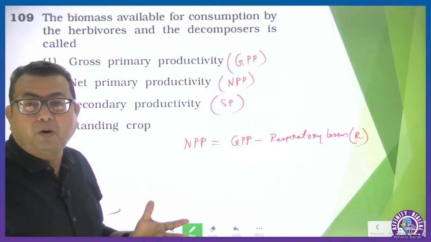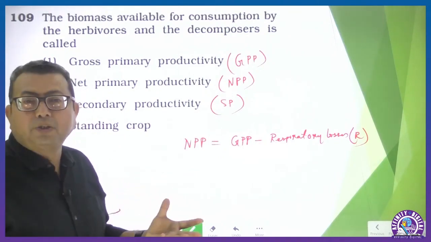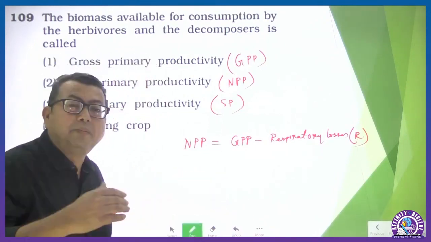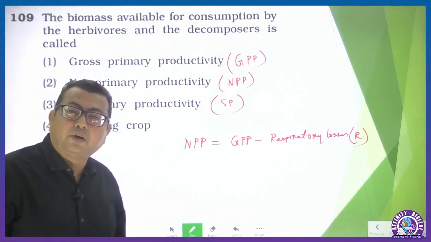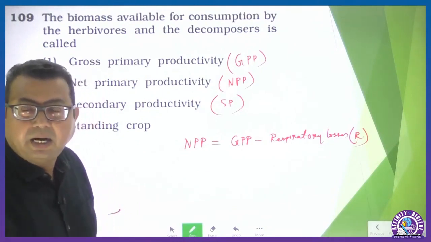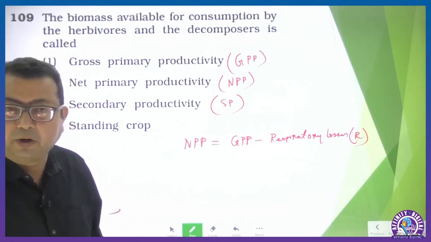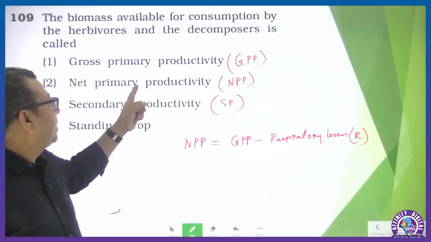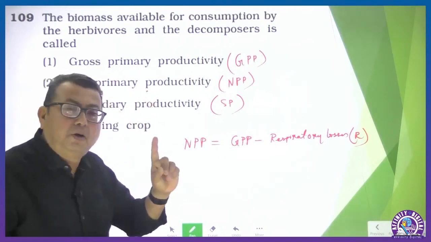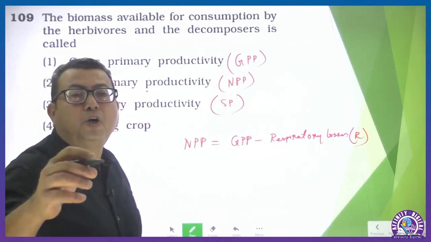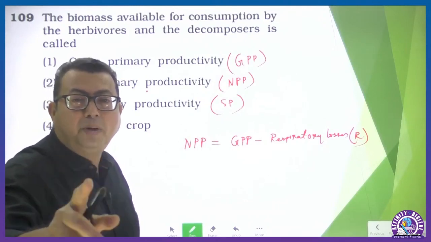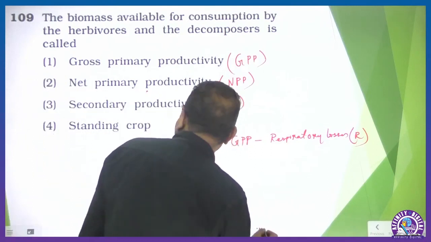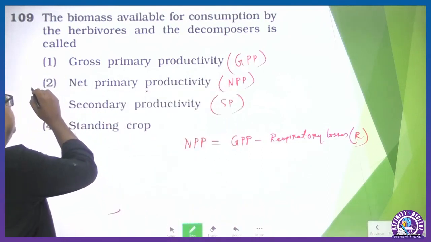NPP is the biomass which is available for consumption by the heterotrophs. Heterotrophs ecosystem mein kaun hai? Herbivores hai. Kaun sa heterotrophs? Herbivore and carnivore both are heterotrophs because these are animals. Animals are what? Heterotrophs, because they cannot produce their own food. Lekin, this net primary productivity is the available biomass for consumption by what type of heterotroph? Herbivores, decomposers and detritivores. So answer for this particular question will be what?